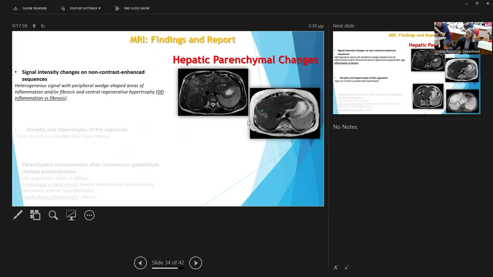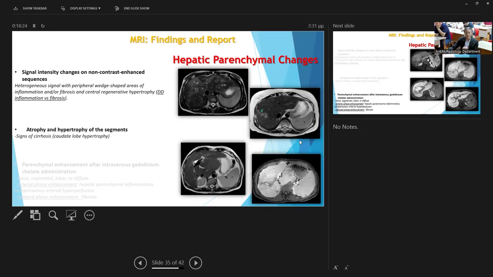When we look at the liver parenchyma, first we should look at the intensity of the liver parenchyma, especially on T2 weighted sequences, because we must analyze the area of hyperintensity in line with inflammation, so with the activity of the disease, or presence of fibrotic alteration on the periphery of the hepatic lobe.